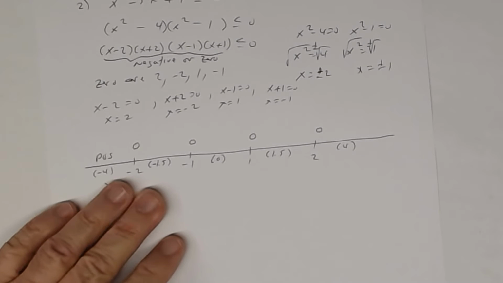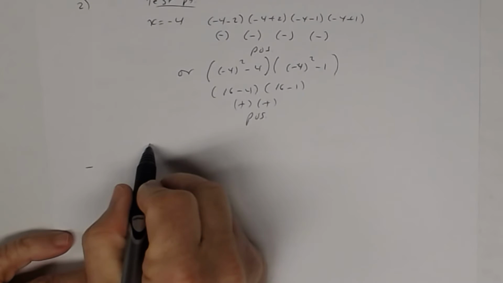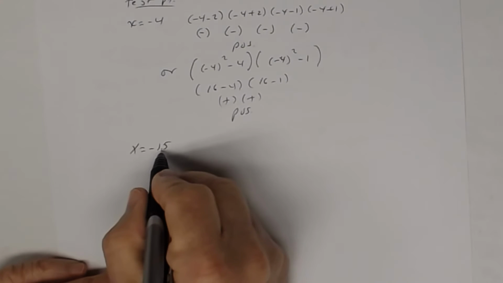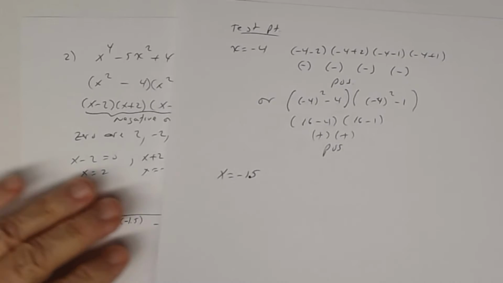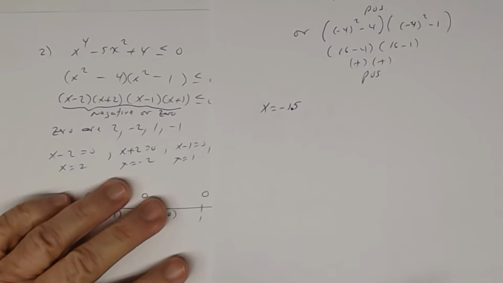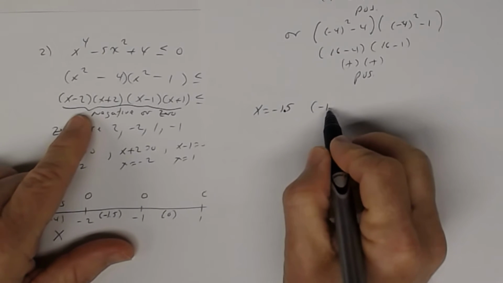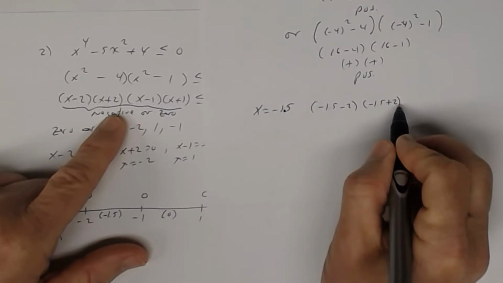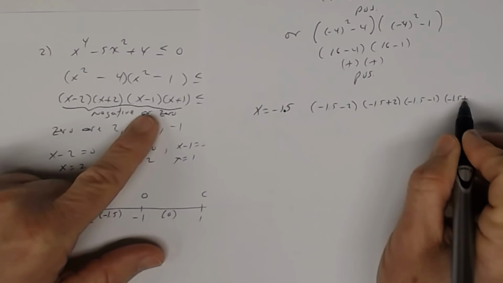Now, let's use the test point negative 1.5. I'm going to go ahead and use the complete factorization here. So when I do that, I get negative 1.5 minus 2 times negative 1.5 plus 2 times negative 1.5 minus 1 times negative 1.5 plus 1.